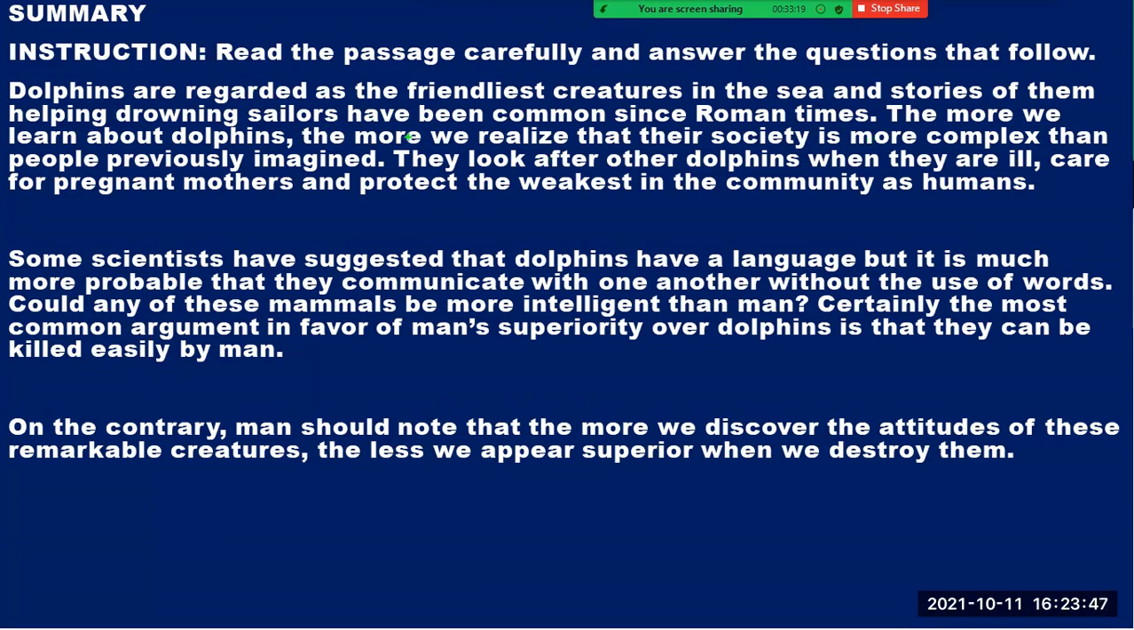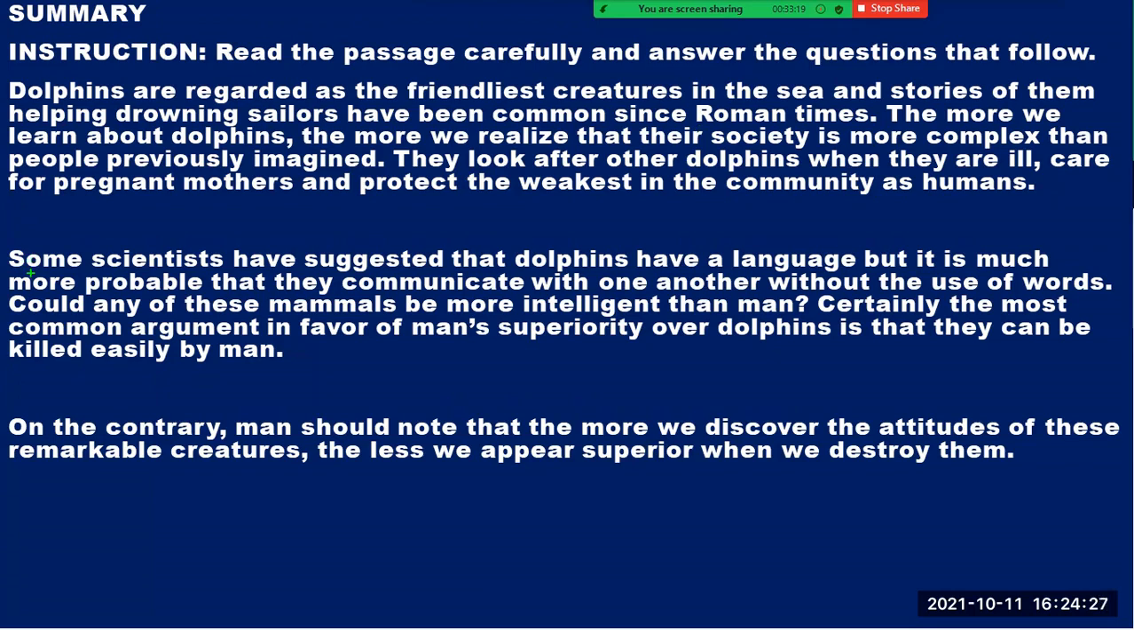The more we learn about dolphins, the more we realize that their society is more complex than people previously imagined. They look after other dolphins when they are ill, care for pregnant mothers, and protect the weakest in the community as humans. So some of their characteristics are like human characteristics, all right?